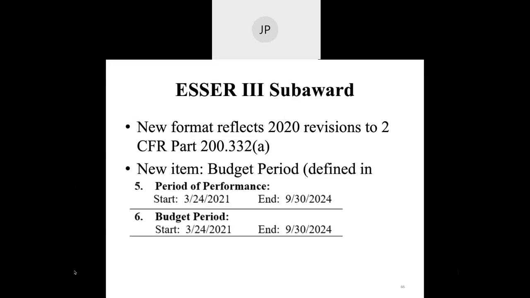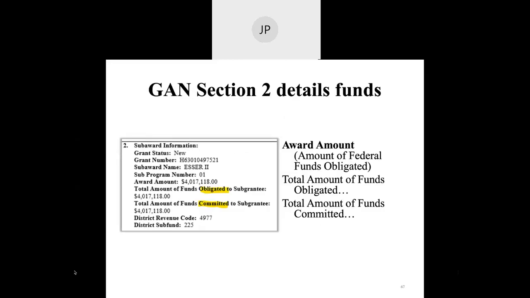And as you see, the ending date is September 30th, 2024 for the last time that you can use those funds for expenditures. Also, like in ESSER 2, the details of the subgrant includes the amount of funds being awarded to your district, the total amount of funds being obligated, and the total amount of funds committed to your district. For your first ESSER 2 award, all of these items will reflect the same amount.